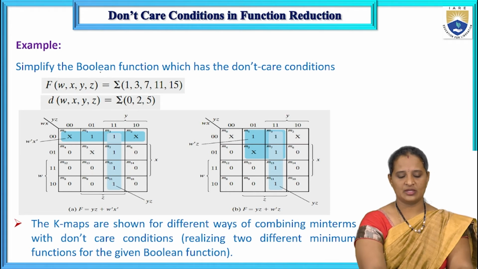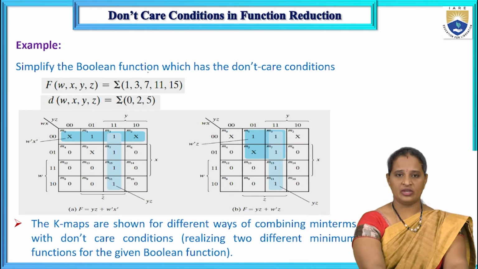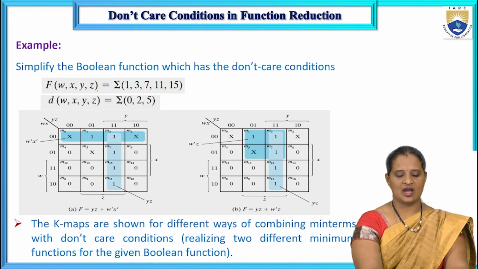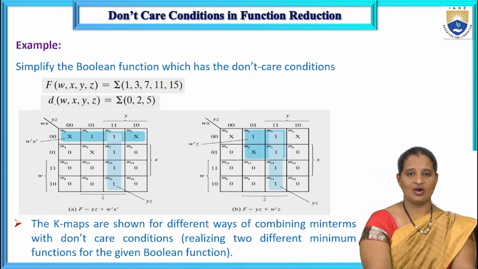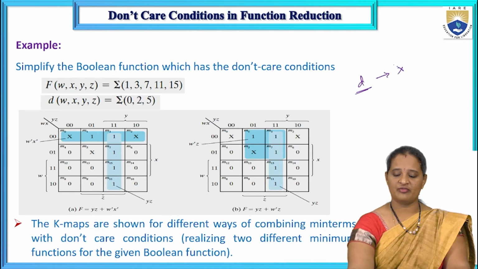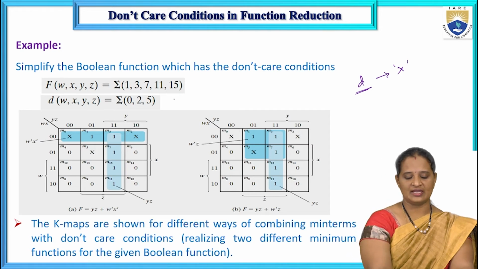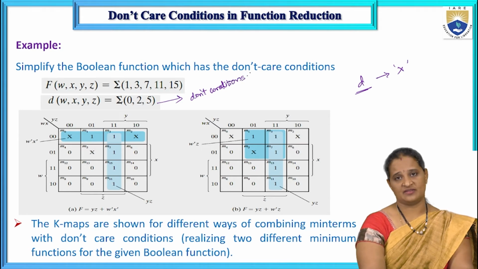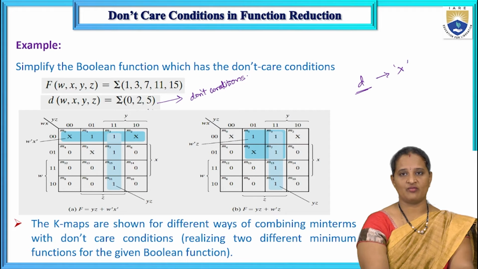Now we have an example. Let us see how to simplify a Boolean expression which has don't care conditions. f(w, x, y, z) equals summation of minterms 1, 3, 7, 11, 15 plus summation d of 0, 2, 5. Here don't care conditions are represented with D, whereas they are mapped in the K-map with X. So this indicates that these are the don't care conditions, meaning that for these minterms, the output of the function is not specified. So 0, 2, 5 are the don't cares.